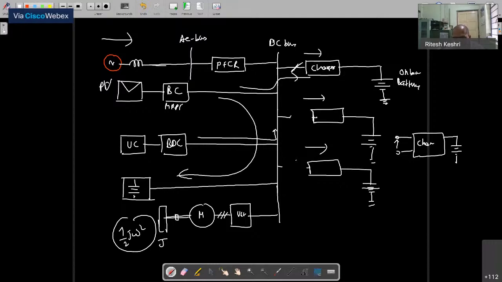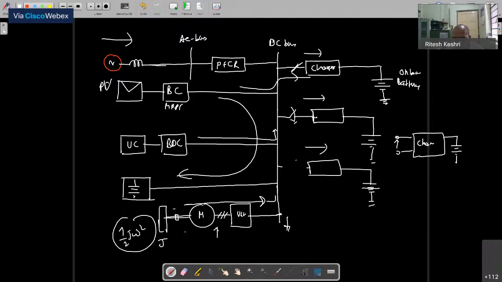Now let's say that you connect a load here. What will happen? There is a drop in the DC voltage because it wants to draw more current. Immediately the source side voltage is lower than the load side voltage, so regeneration will take place. Because 1/2 J mechanical energy is stored here, the speed will take some time to drop down, but by that time it is going to supply the energy.